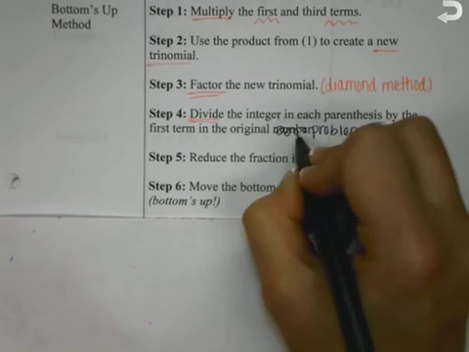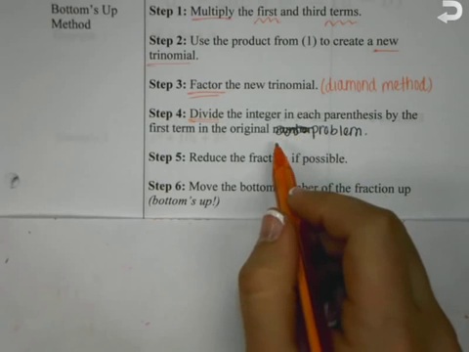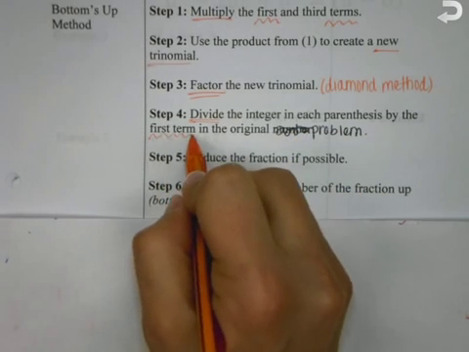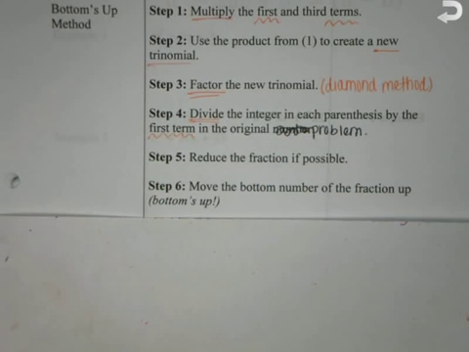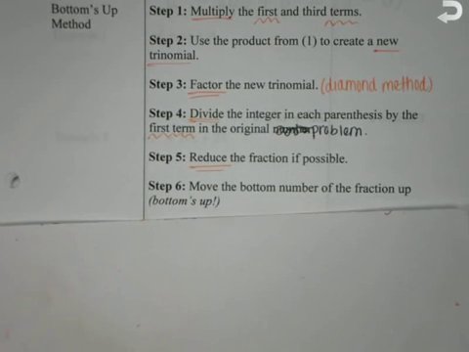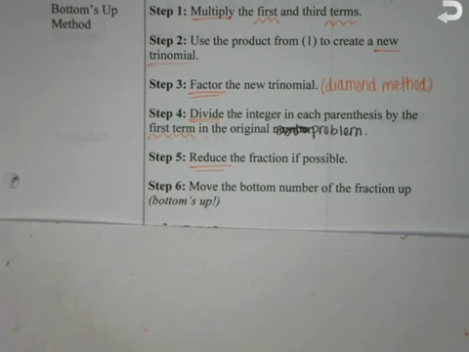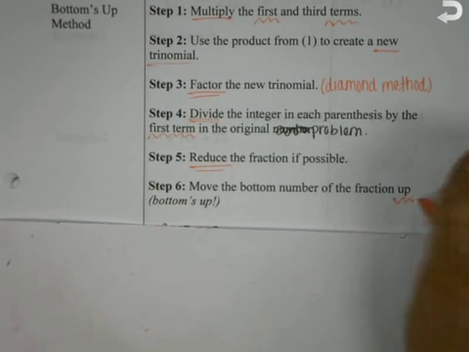Okay, so in step one we multiplied. So in step four we have to undo that by dividing by the first term. You are going to reduce the fraction if possible, and then the last step is the bottoms up step. You want to move the number up, and that's why we call it bottoms up.